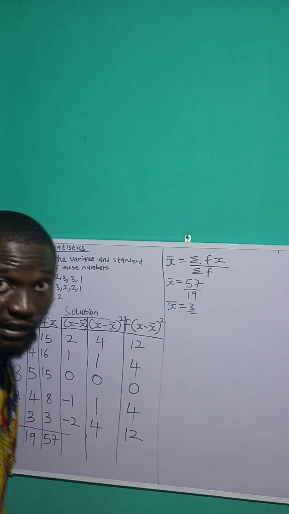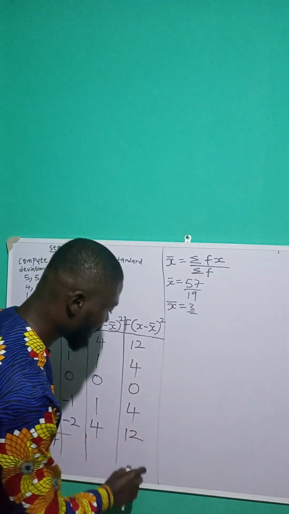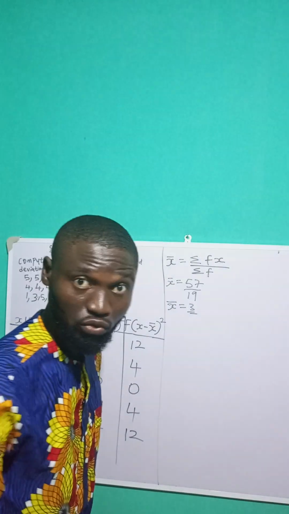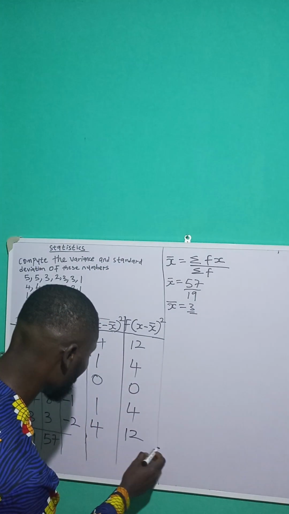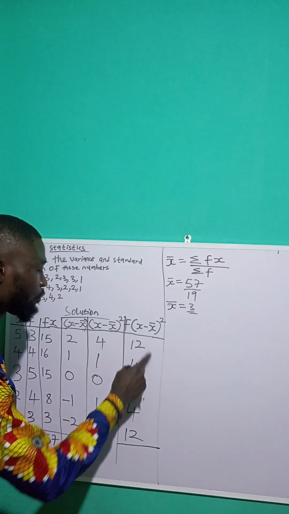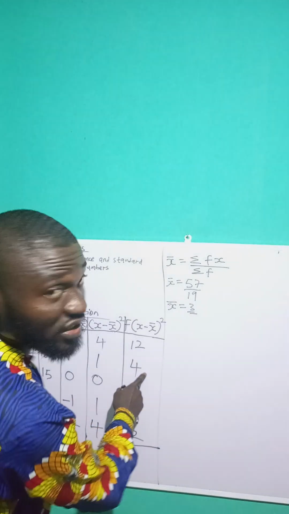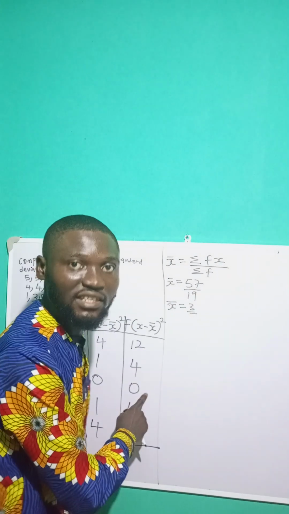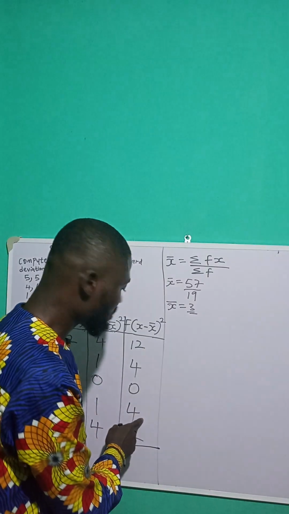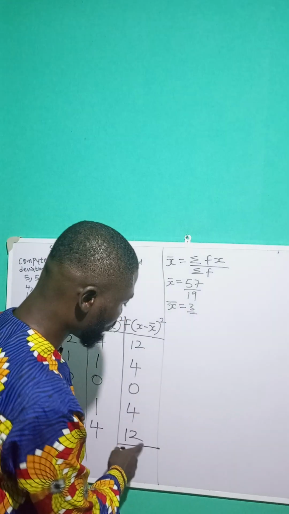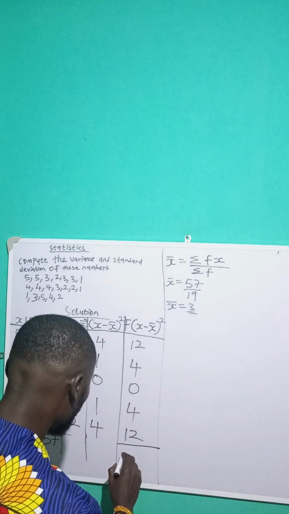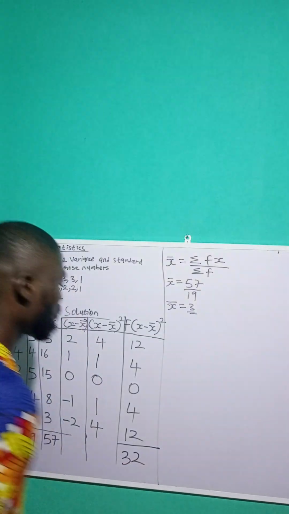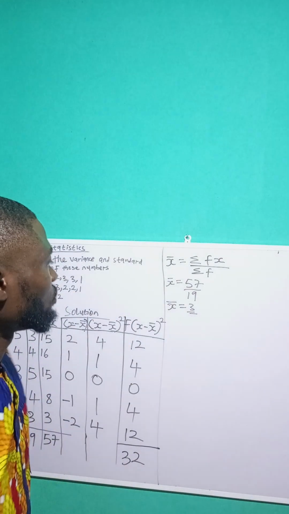Another thing we're going to do, everything here, we'll sum them up to get the total, because we'll be working with it as well. So the total of this, 12 plus 4 will give us 16. 16 plus 0 is still 16. 16 plus 4 is 20. 20 plus 12 is 32. So the total of everything here is 32.